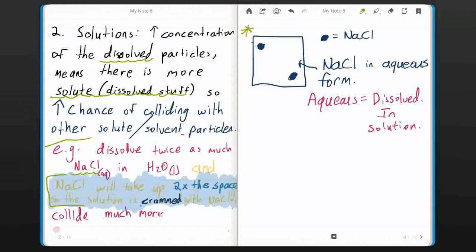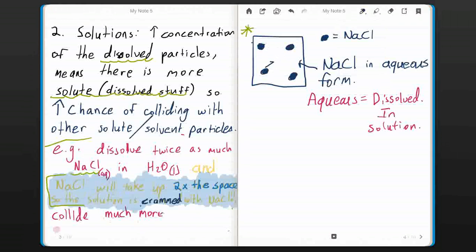So right now we have 2 sodium chlorides in a box. We can call this area in between the solution, okay? The white area is the solution. So if we add more sodium chloride, then each sodium chloride suddenly has a lot less space, okay? That's double the original amount. We originally had 2, now there are 4. So they take up double the amount of space in the box.